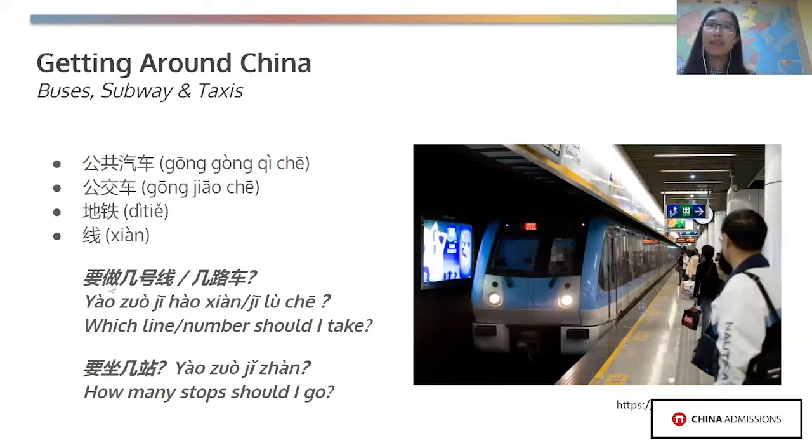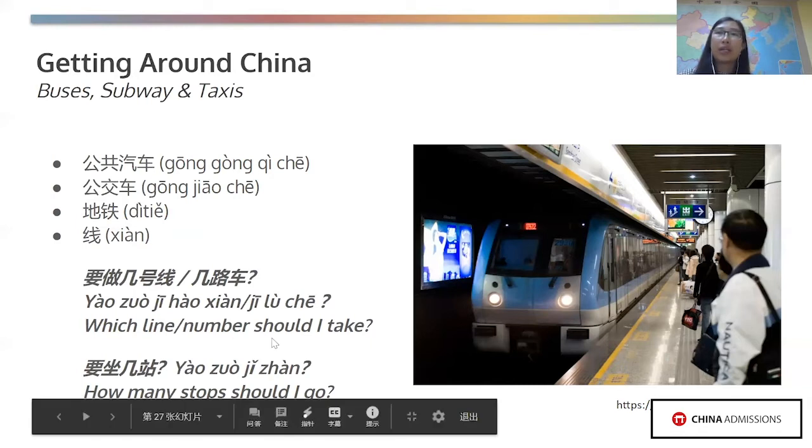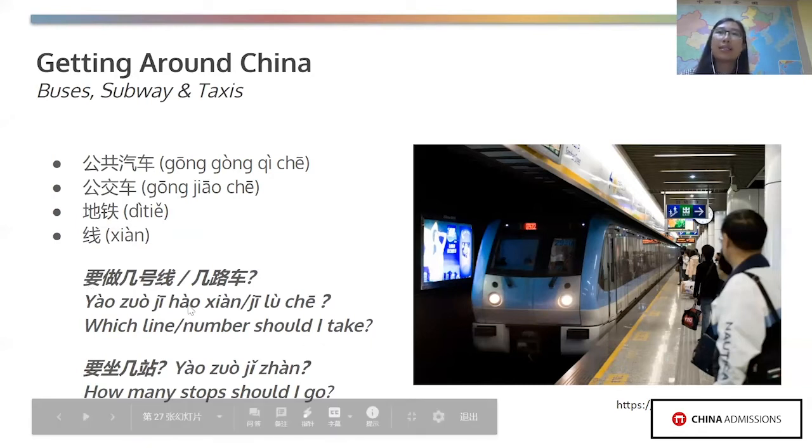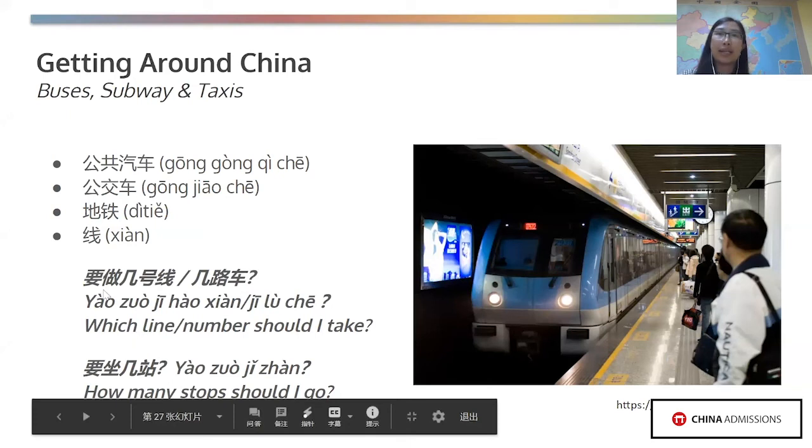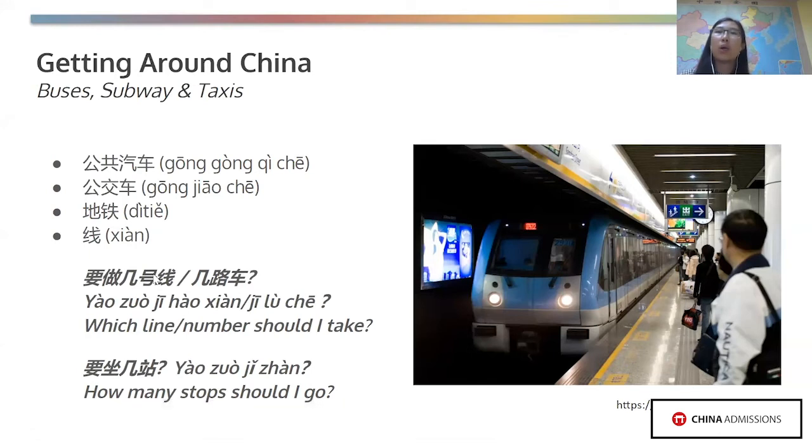And then you can ask, if I want to go to the Yu Garden in Shanghai, which line should I take? So you can say, 要坐几号线? Which line should I take? 要 is need, 坐 is to take. 要坐几号线? Or 要坐几路车?